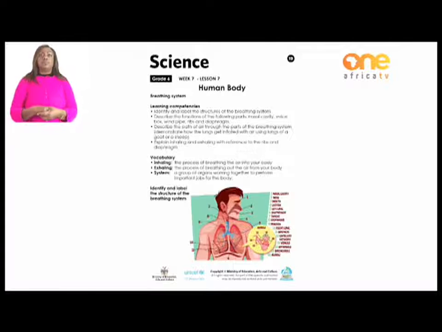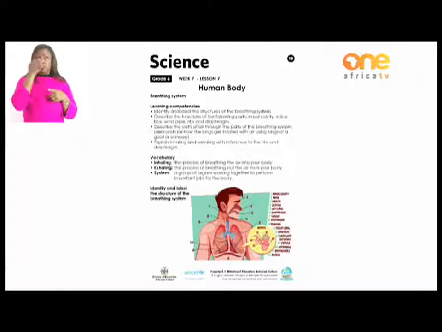Let's get started. We say that our first competency is to identify and label the structure of the breathing system. So our bodies are made up of different parts, but those body parts don't belong to a certain system. They belong to various systems. So for today, we are going to learn which parts belong to the breathing system and where they are situated in our bodies. The very first part that we have to know is the nasal cavity.